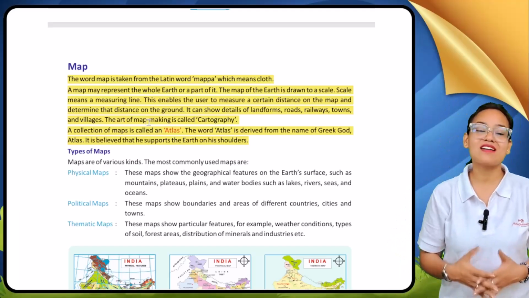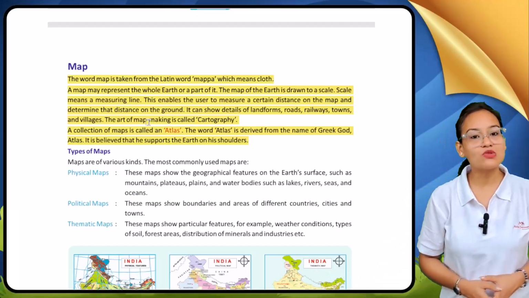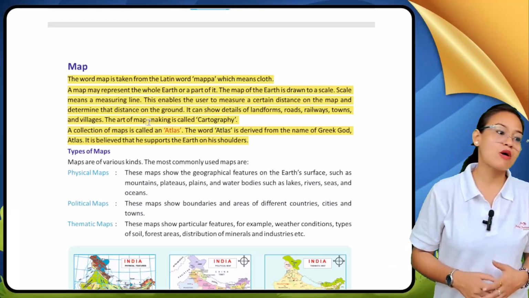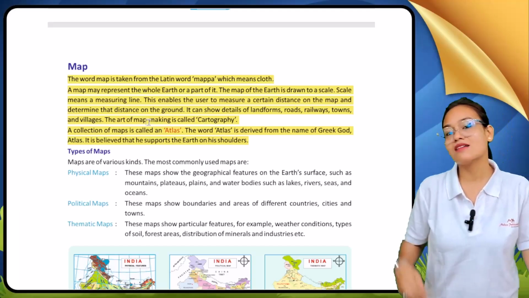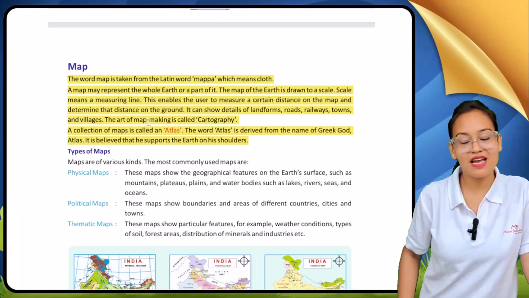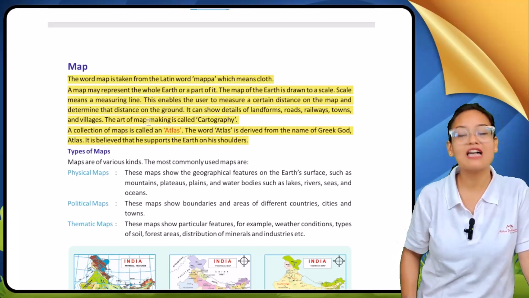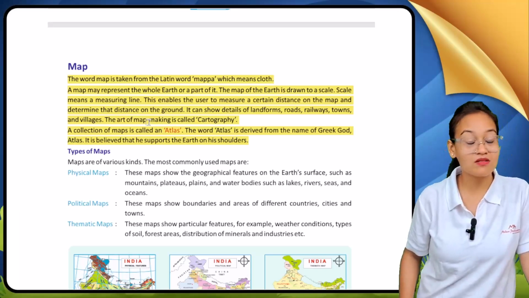The art of map making is called cartography. Here comes another term, cartography. Now what is the meaning of cartography? I'm talking about drawing maps, I'm talking about scales, but what are all those things? See, the art of map making in our geographical term is called cartography. Cartography means the art of map making.